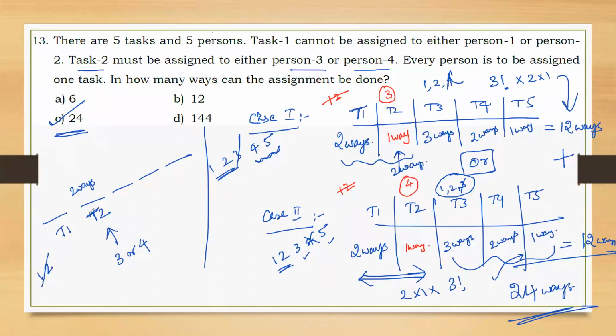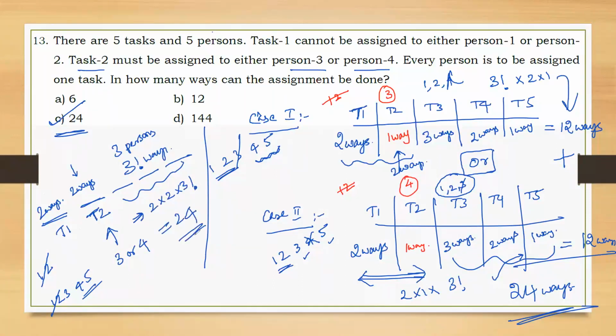Already 1 person is filled here. Remaining you have 2 persons, right? Total 3 persons, total 5 persons. In that, 1 and 2 is not possible for task 1. Out of 3 and 4, anyone is placed in task 2. Remaining you have 2 places, right? So 2 ways. That's all. So 2 tasks filled. Remaining 3 tasks, 3 people will be there. It's nothing but 3 factorial ways. Therefore, answer is 2 into 2 into 3 factorial. So 24. Can write like this also.